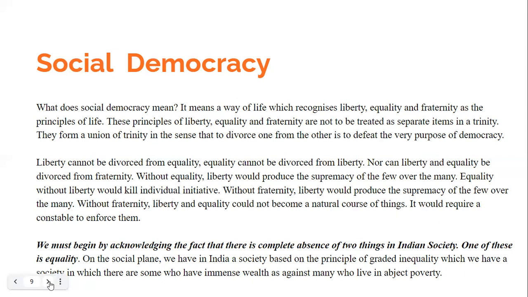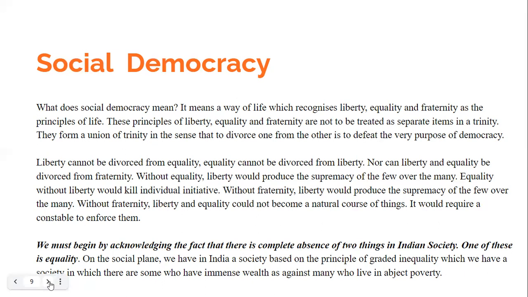Those principles of liberty, equality, and fraternity are not to be treated as separate atoms. They are not separate atoms, but they are one. They are a union in trinity. So in that sense, to divorce one from the other is to defeat the very purpose of democracy. He's saying that we cannot have one kind of democracy and not the other; no other democracies will do. So we cannot have simply equality or simply liberty or simply fraternity. We need to have liberty, equality, and fraternity simultaneously. That is what he says.